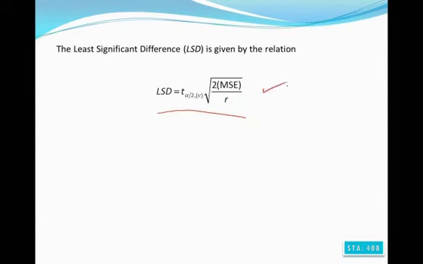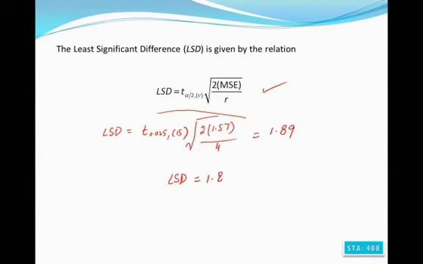The general formula is this. According to the layout, you can adjust it. If there is a Latin square design, you can put K here. Now we will find the LSD value. t 0.025, which is 0.05 divided by 2, and the degrees of freedom for error is 15. Value of the mean square error is 1.57. Number of rows, which are blocks, is 4. Final answer is 1.89. Your LSD value is 1.89.